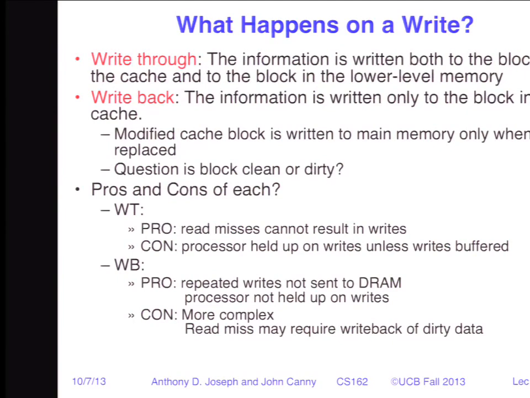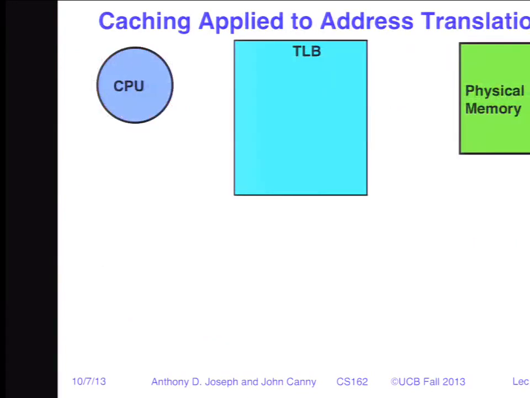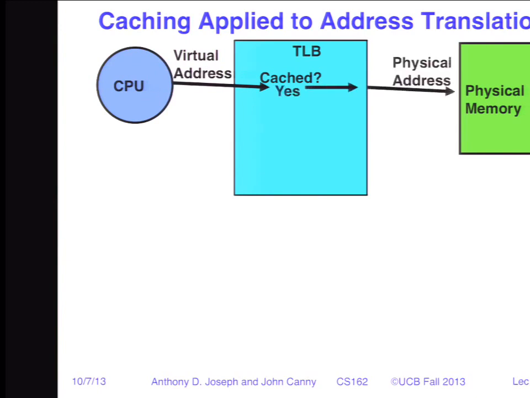Okay. So we've looked at caching. Now we can pull together everything and apply caching to address translation. So remember this 61C picture. It's now going to get modified. We're going to take our virtual addresses and look in a translation look-aside buffer, which is a cache of translations. And if it's cached, then we have our physical address, and we're done.